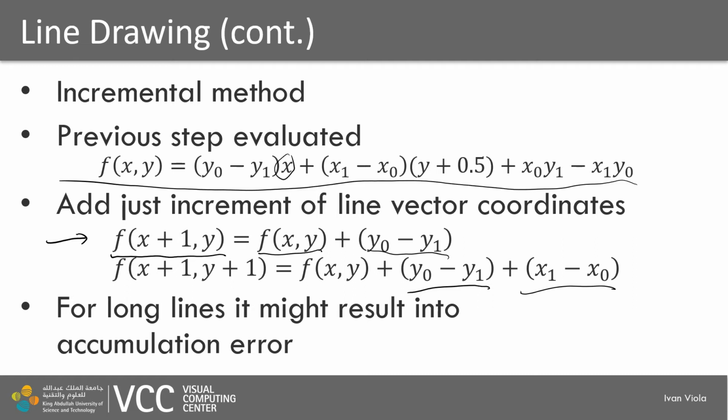Of course, we can expect from the compiler that the value of y0 minus y1 will be stored for us, so that we do not need to compute it every time, or it will be available in the cache. And so is the case for the x1 minus x0 here. So this should give us an efficient evaluation of the line.